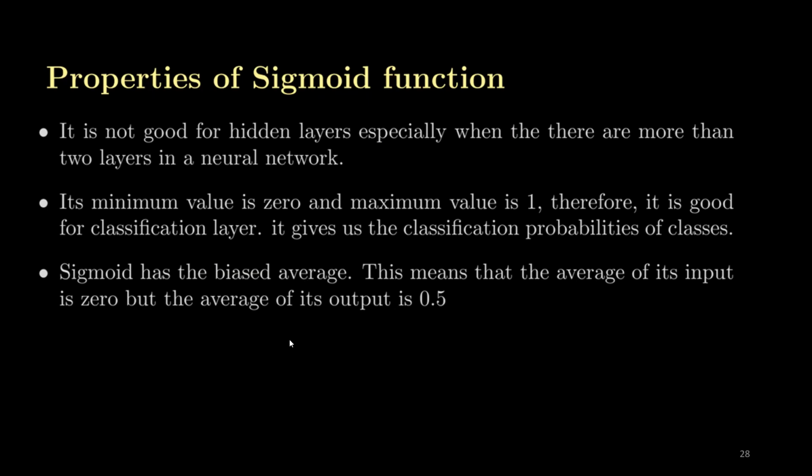But what will we get at the output? For minus 10, we will get 0, and for plus 10, we will get 1. And the mean of 0 and 1 is 0.5. So this means that the output of the sigmoid function is biased and the input of the sigmoid function is not biased. That is, the sigmoid function produces a biased average value of the output.